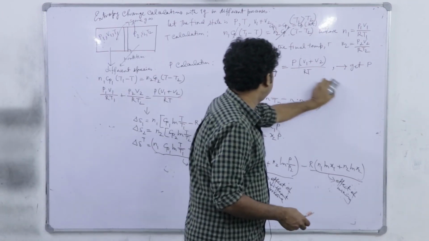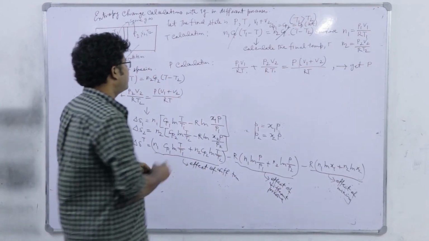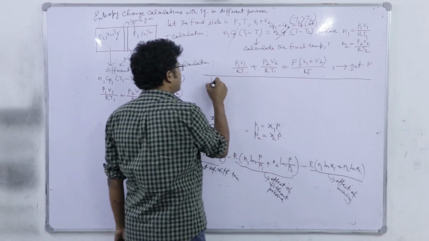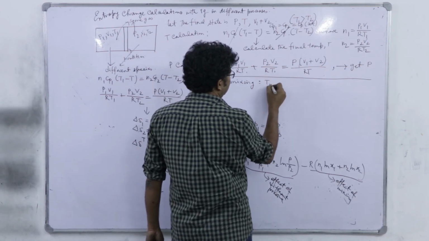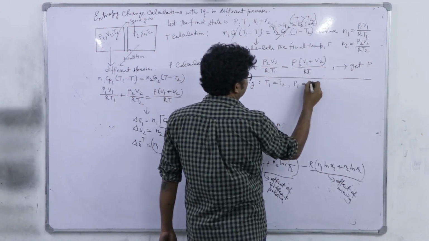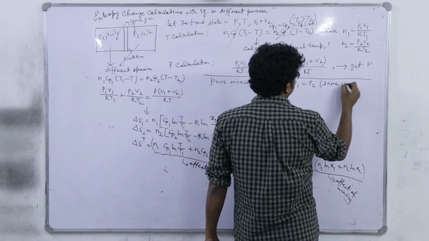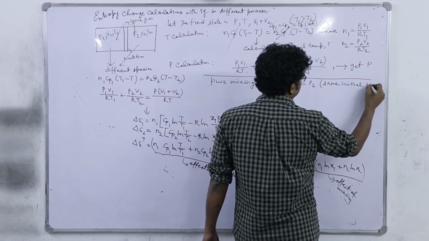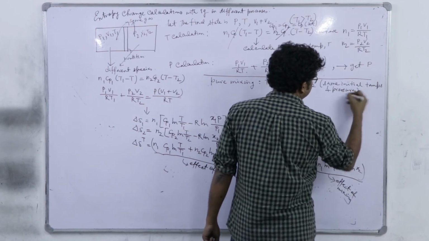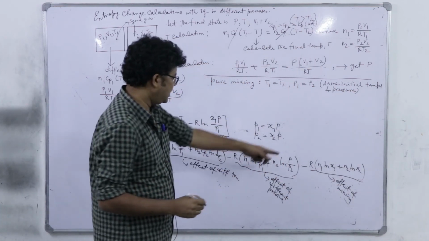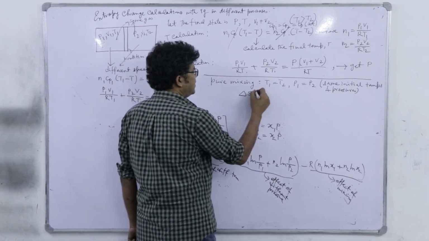So, under this we can think of a situation where it is pure mixing. So, what is pure mixing? Pure mixing is T1 is equal to T2, P1 is equal to P2, right. Same initial temperatures and pressures. So, under this situation only the last term will survive. So, delta S mixing.